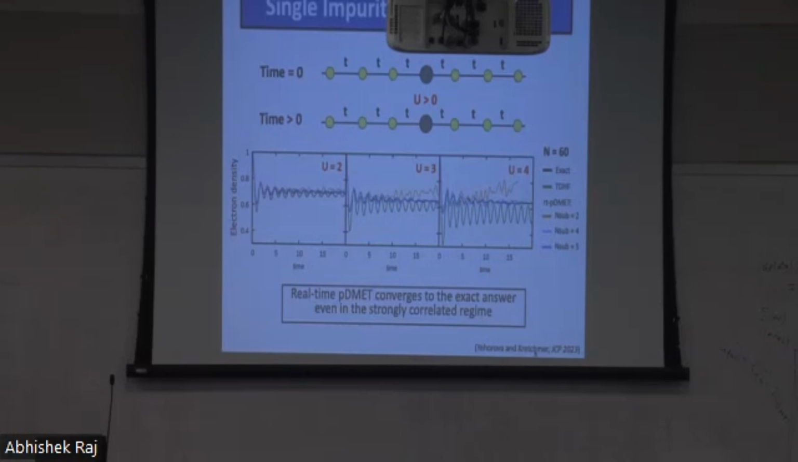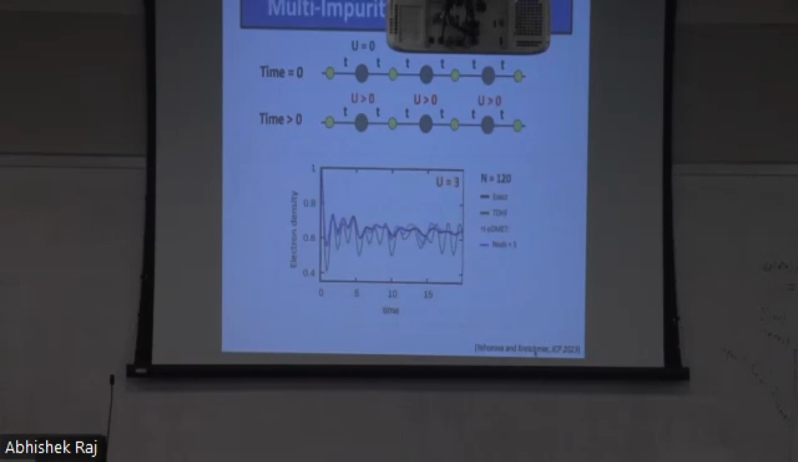What's nice about this is we can look not only at situations where we have one important region, but we can look at more delocalized or extended regions. So here we're now looking at a multi-impurity Anderson model where we have this interaction term evenly distributed through the system. We're similarly seeing very good behavior.